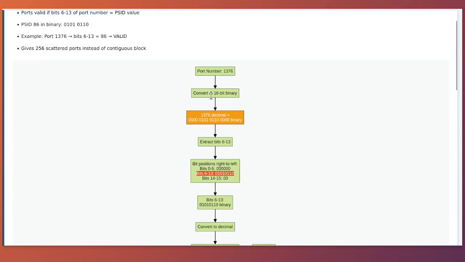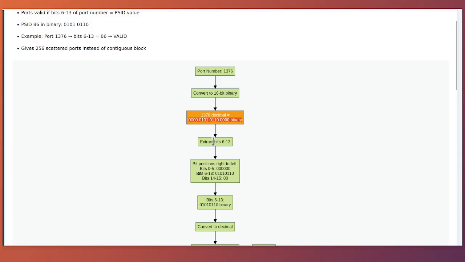Let's check whether port 1376 is valid for PSID 86 using this method. First, we convert port number 1376 to binary. 1376 in binary is 0000 0101 0110 0000. Reading from left to right, the leftmost bit is bit 15 and the rightmost bit is bit 0.